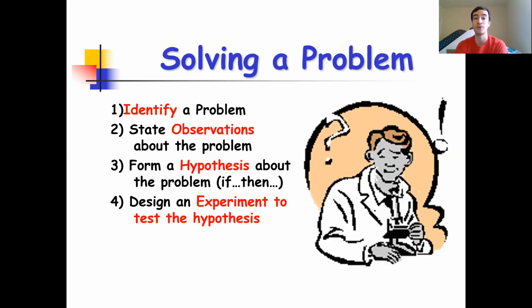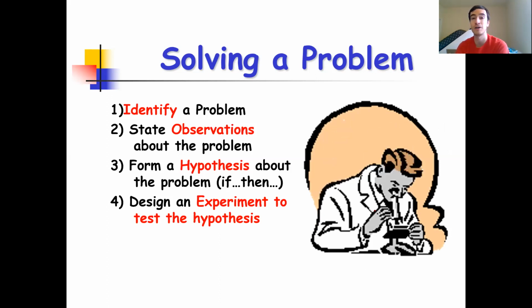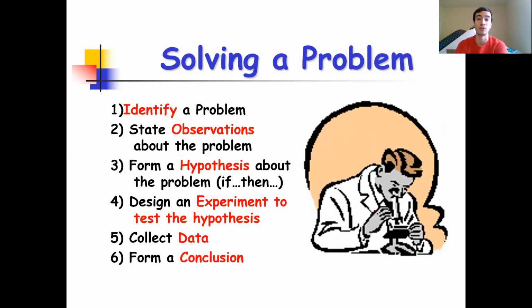As your experiment is going on and you're taking measurements of your dependent variable, you're collecting data, so you're writing this stuff down in order to go through and look at it later. Once you do that, you can reach your conclusion.